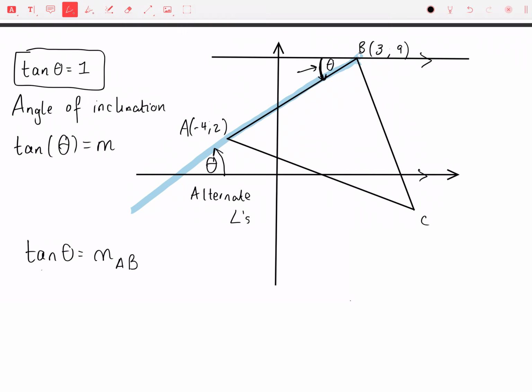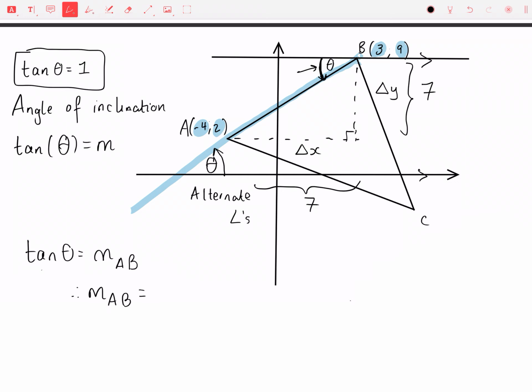And how do I find the gradient of line AB? Remember, the formula for gradient is rise over run, change in y over the change in x. What is the change in y here? It goes from the y coordinate 9 to the y coordinate 2. So we've moved down a total distance of 7. And then what is the change in x here? From this coordinate 3 to that coordinate negative 4, do you agree we've also changed a total distance of 7? So the gradient of line AB is change in y divided by the change in x, which is 7 divided by 7, which is positive 1.